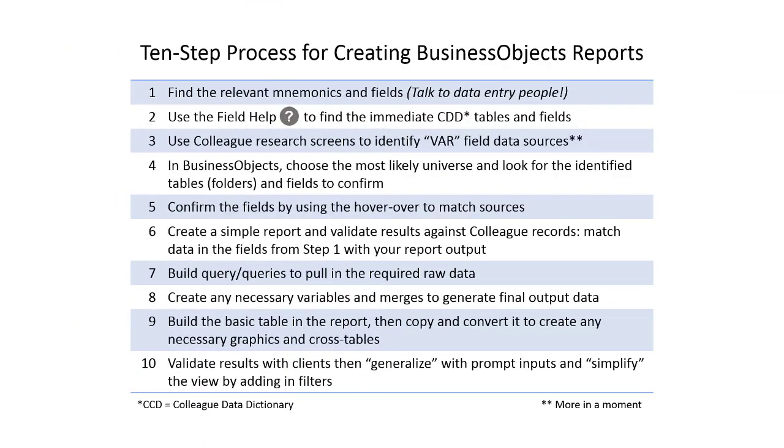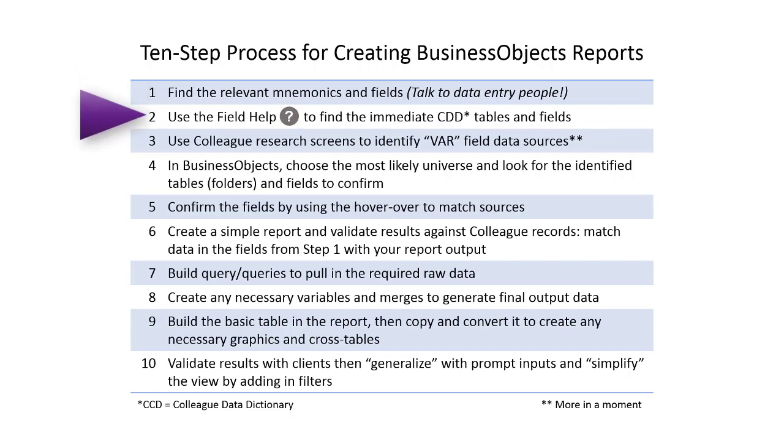This is a generic 10-step process for creating Business Objects reports. While not perfect, this will guide you through most of the basic reports you will need to create. First, talk to the users to find out what fields and mnemonics they use. You may find that the data being entered is not what the field name would suggest it to be, or that it is the second or third value in a multi-valued field. The easiest way to determine this is by talking to the people who are actually doing the work.